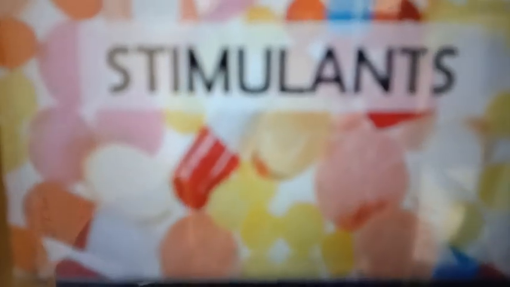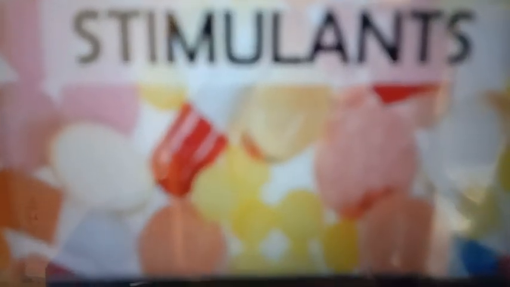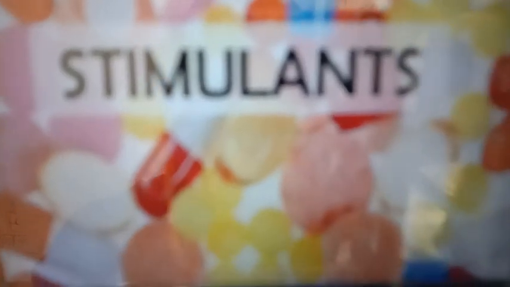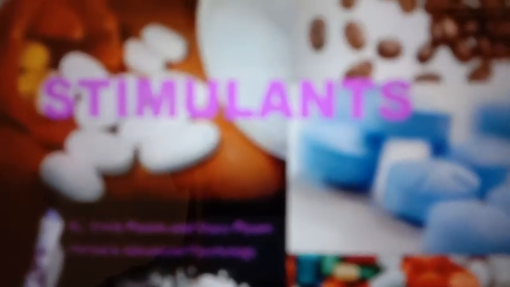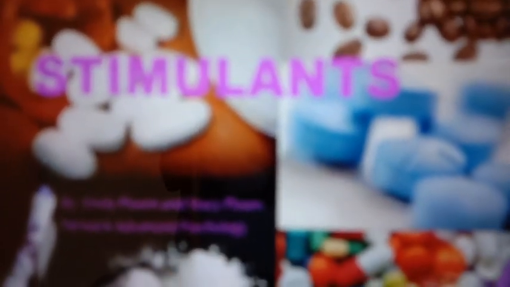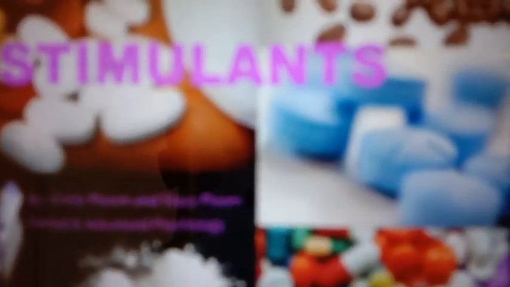As you can see, these are stimulants. You can see the varieties of them. Now, most of them are in tablet form. It has been prepared and makes it easy for them to swallow. These ones are also included. They are all examples of stimulants.